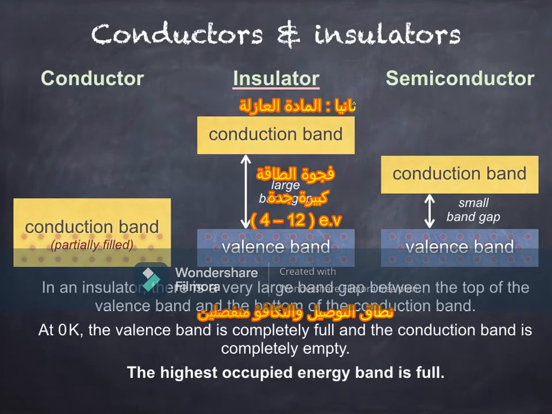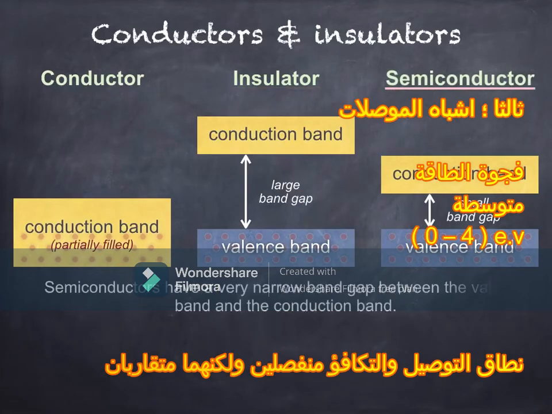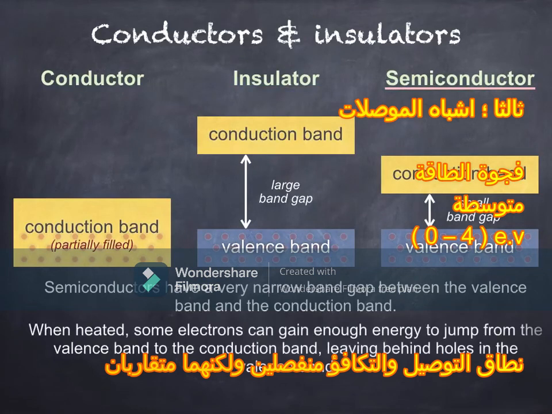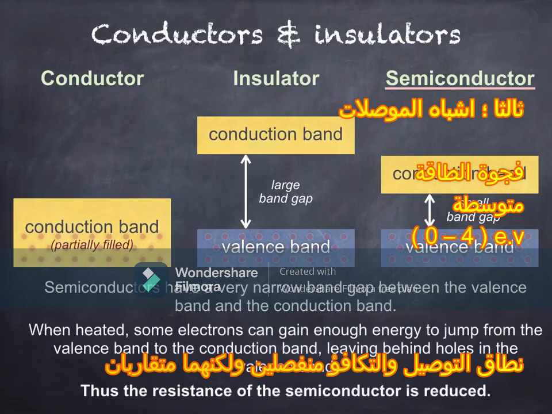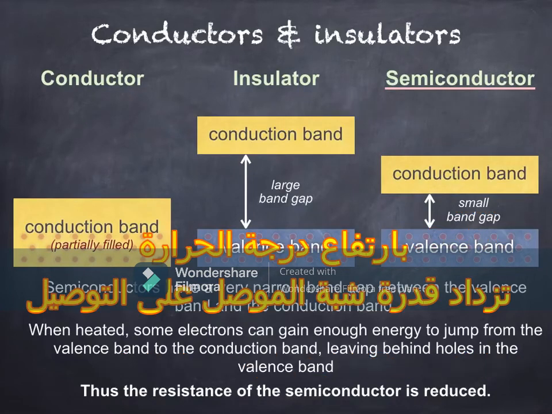Finally, semiconductors have a very narrow band gap between the valence band and the conduction band. Like insulators, at 0 Kelvin the valence band is completely full and the conduction band is completely empty. But since the band gap is so small, as temperature rises, some electrons can gain enough energy to jump from the valence band to the conduction band, leaving behind holes in the valence band. As temperature increases then, the resistance of the semiconductor is reduced. Next on the agenda is doping.